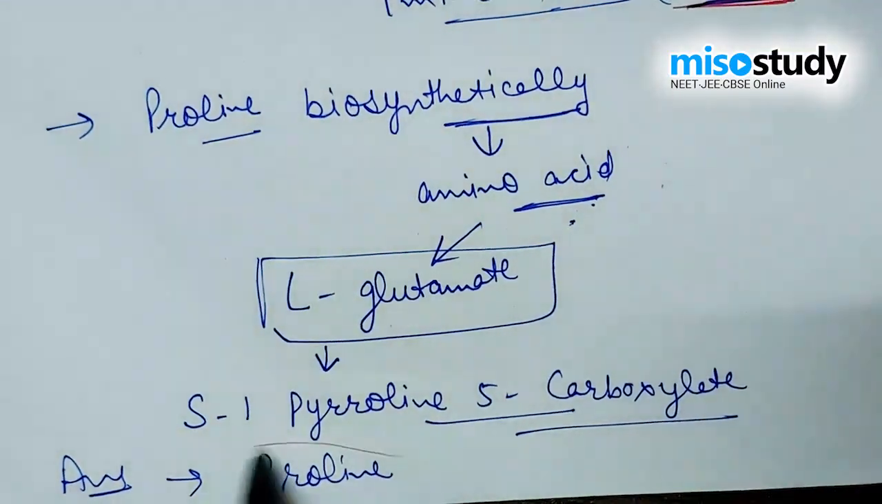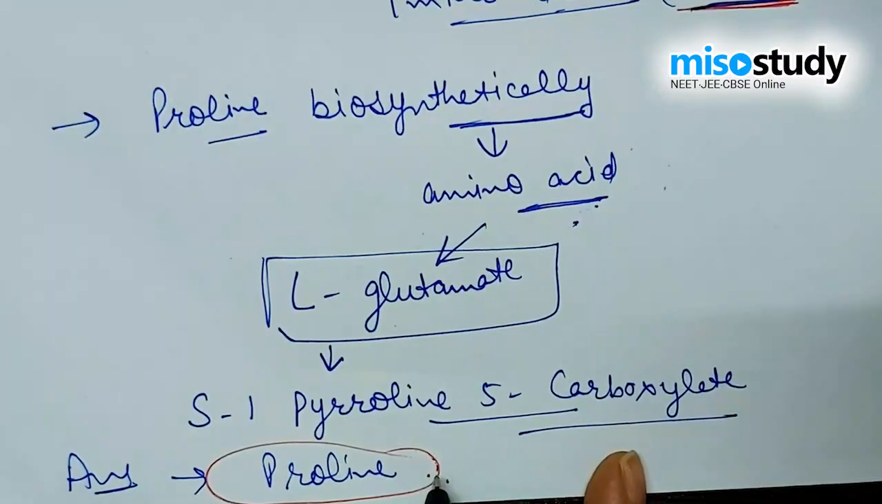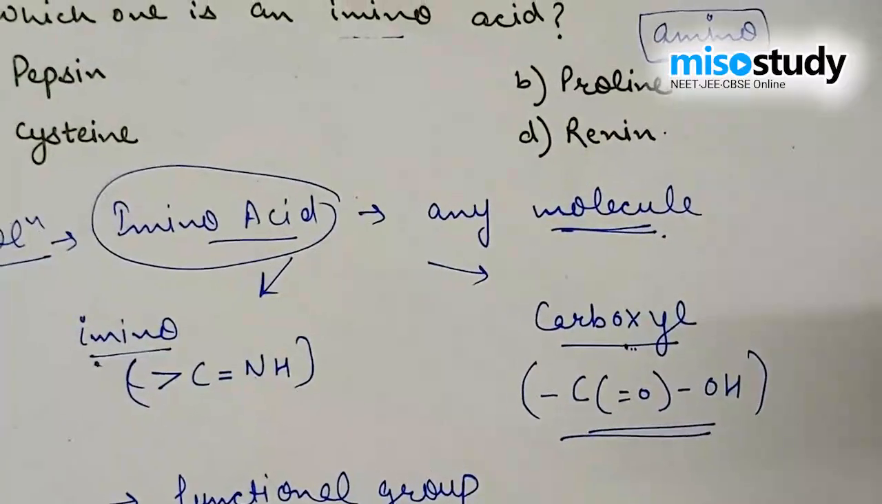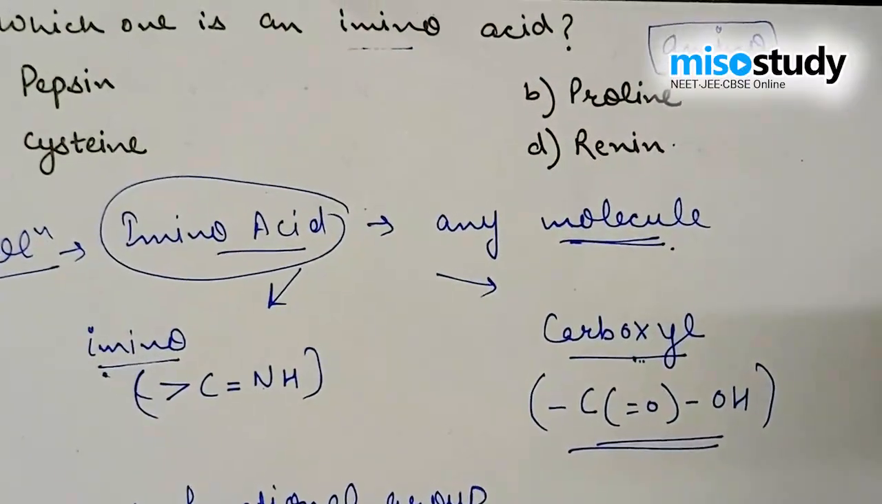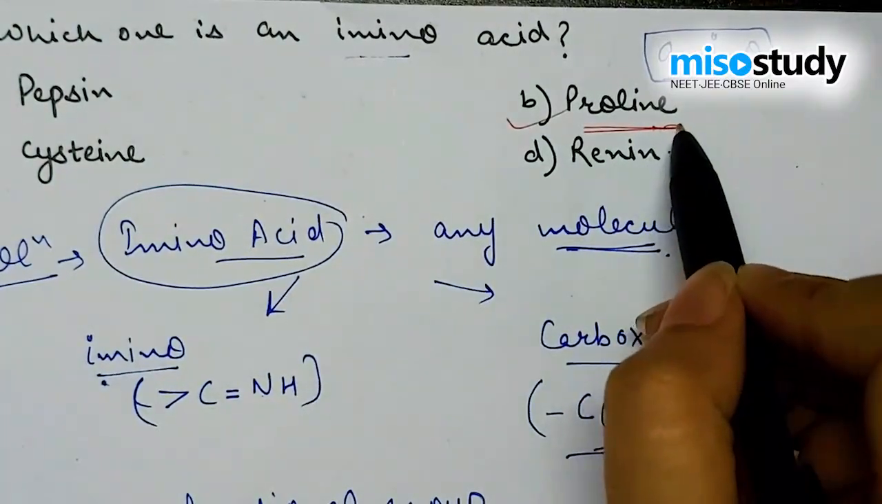because proline is the only one known as an amino acid which contains two functional groups, the amino group and the carboxyl group. So proline is the right answer in this case, that is option B. Proline is the right one.